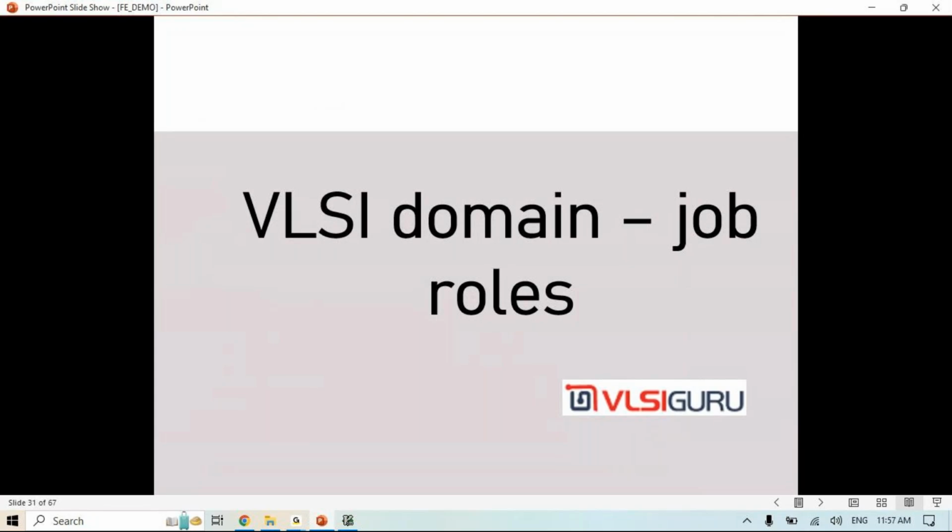In house construction work, how many job roles are there? Labor, contractor, plumber, carpenter, painter, electrician, tiles person. Similarly, in VLSI also, there are multiple job roles. One person will not do the entire work. There are different people doing different works.